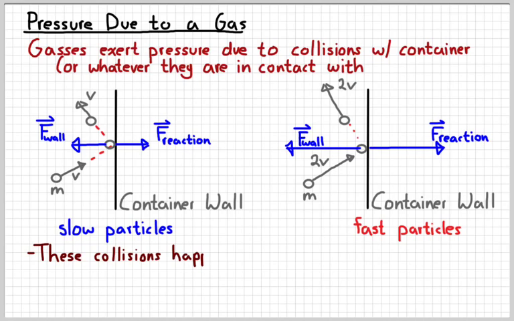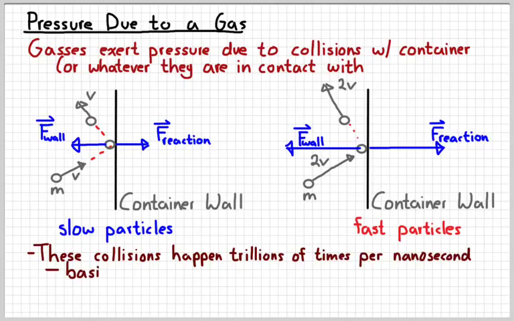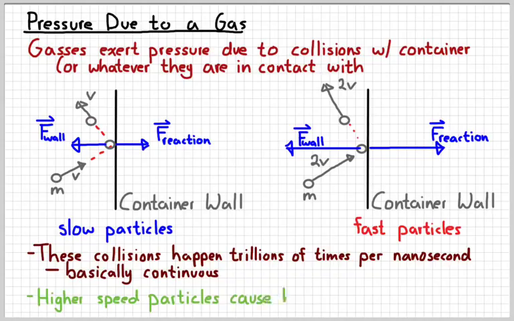So for a real gas, these collisions are happening literally trillions and trillions of times per nanosecond. Basically, what you feel is a continuous bombardment of these things that causes a continuous force. Force over area is pressure, so that's why the gases are exerting pressure. Higher speed particles cause higher pressure. Because they're going faster, they require more force in order to change directions.